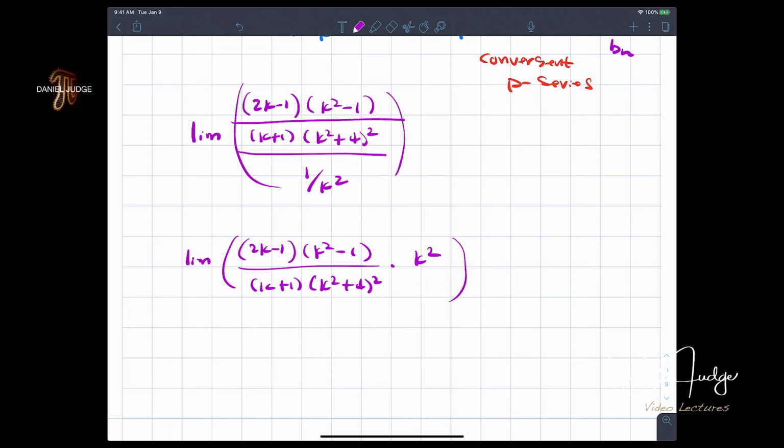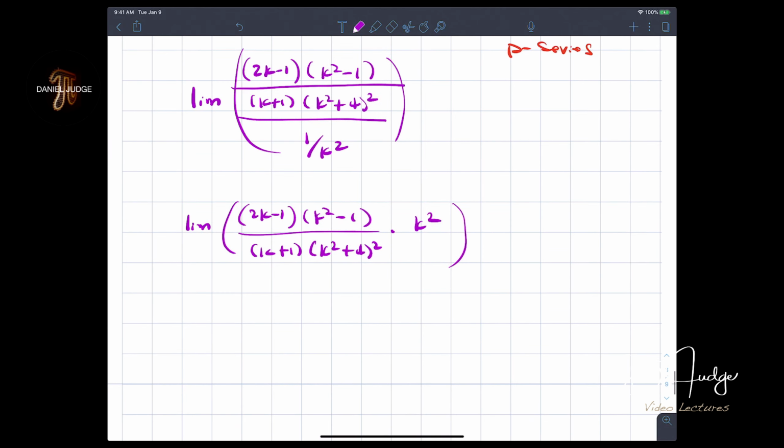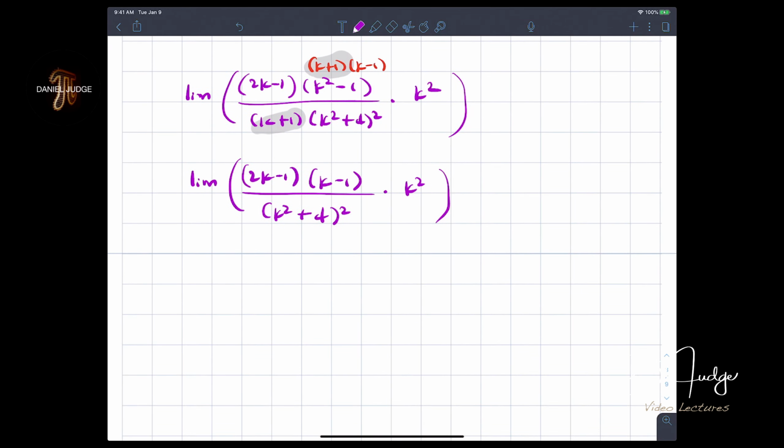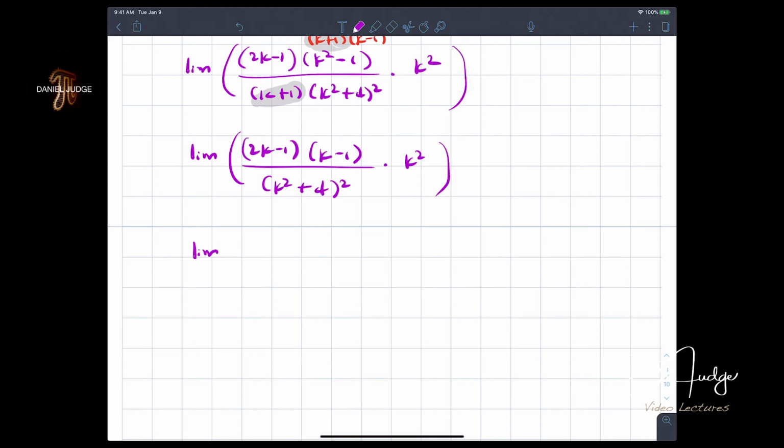Now, I don't know about you guys, I think I just noticed something here. I'm going to simplify a bit. Isn't that k plus 1, k minus 1? So here's what I'm saying: I'm going to cancel the k plus 1s out. I want to simplify my life. So we have the limit of (2k minus 1)(k minus 1) over (k squared plus 4) squared, and this is times k squared. Okay, so go through the algebra.